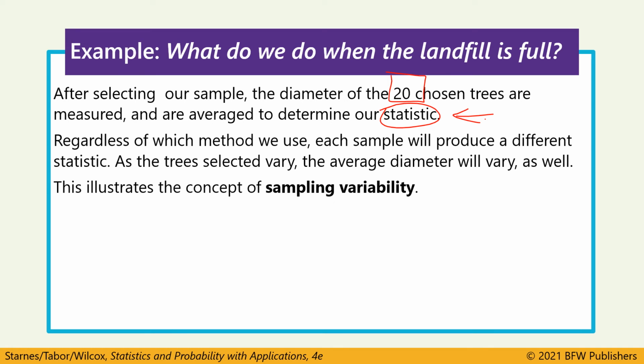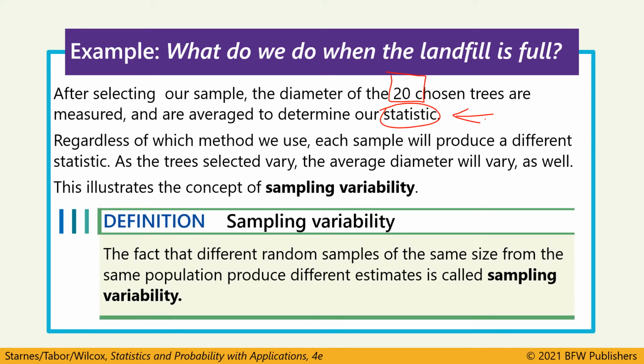And this is called sampling variability. So the fact that different random samples of the same size will change as we take those samples is sampling variability.